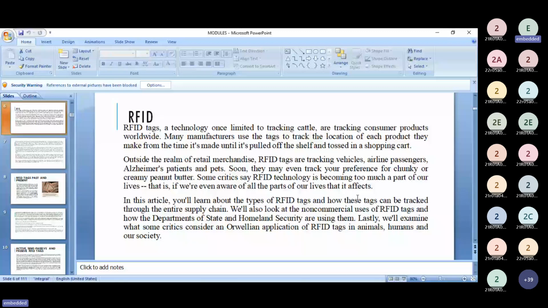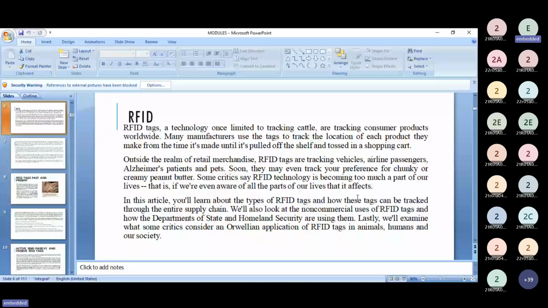RFID tags, the technology once related to tracking cattle and consumer products worldwide. Many manufacturers use the tags to track the location of each product they make, from the time it's made until it's pulled off the shelf and launched in the shopping cart. Beyond the realm of retail merchandise, RFID tags are tracking vehicles, airline passengers, Alzheimer's patients, and pets. Soon they may even track your preference for chunky or creamy peanut butter.